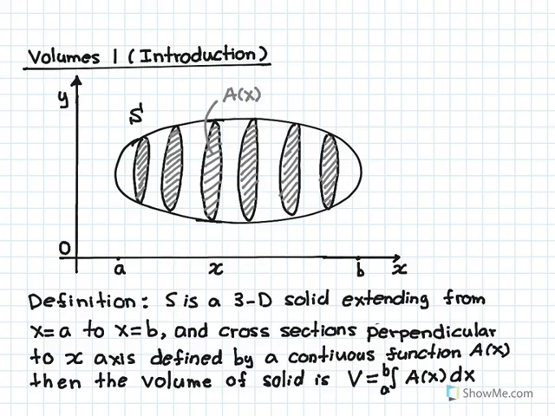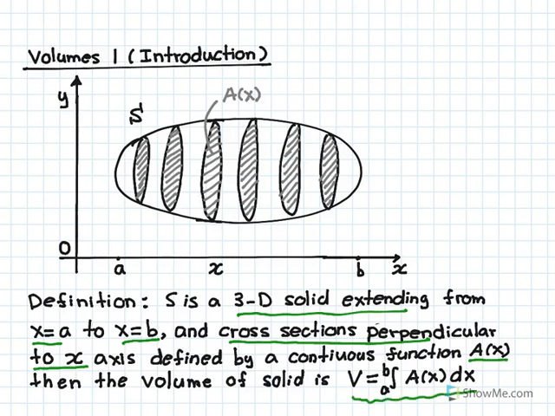In this video, we're going to look at an application of integration for finding volumes of a solid. Definition: if S is a 3D object, a 3D solid, extending from x equals a to x equals b, and cross-sections perpendicular to the x-axis are defined by a continuous function A(x), then the volume of the solid is the integral from a to b of A(x) dx.